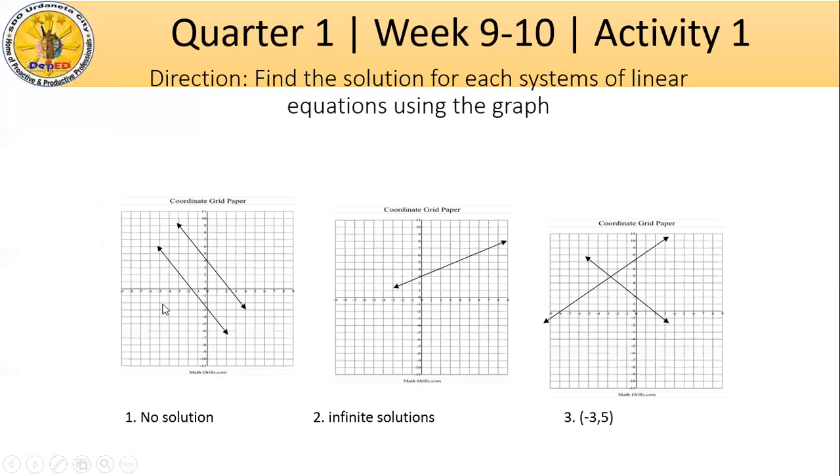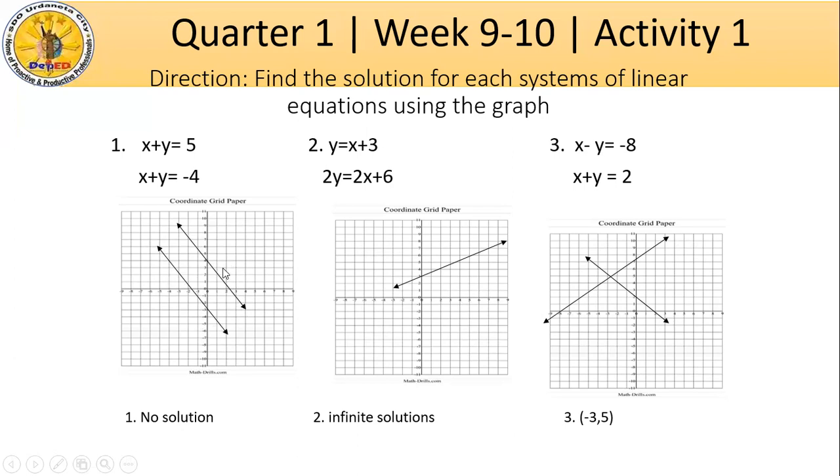So the first activity is you're going to find the solution for each system of linear equations using the graph. In here, we have the system x plus y equals 5, x plus y equals -4. If you are going to graph this, the y-intercept is +5 and the slope is -1. So this is the graph for x plus y equals 5. Then we have -4, the slope is -1. So this is the graph for the second equation.